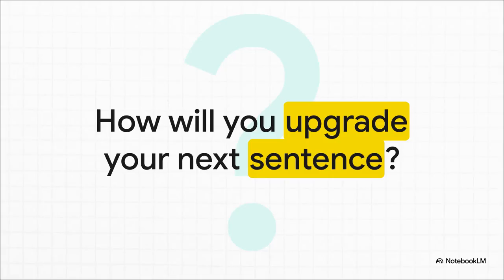By applying the rules of manner and degree from this explainer, you now have the tools for absolute precision. So the big question is, how will you upgrade your next sentence? Whether you're detailing exactly how a process works using a clause of manner, or arguing to what extent a new policy will be effective using a clause of degree, you are completely ready to communicate with nuance and sophistication.